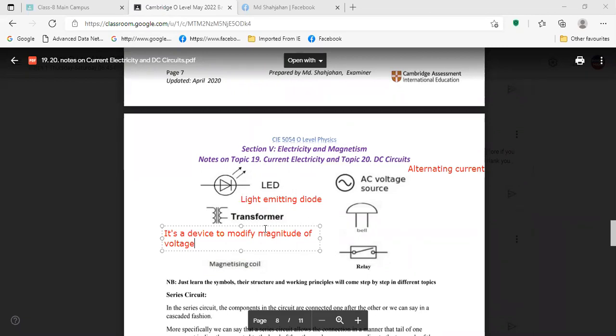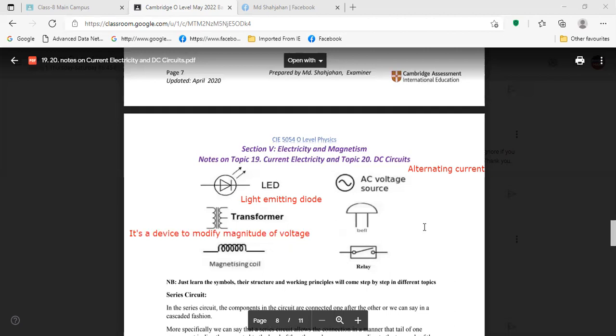Okay. So simply we know the transformer is used to modify the magnitude of voltage. It can be higher to lower or lower to higher. When it is higher to lower, it is step down, and when it is lower to higher, it is step up transformer. Two kinds of transformer are there.